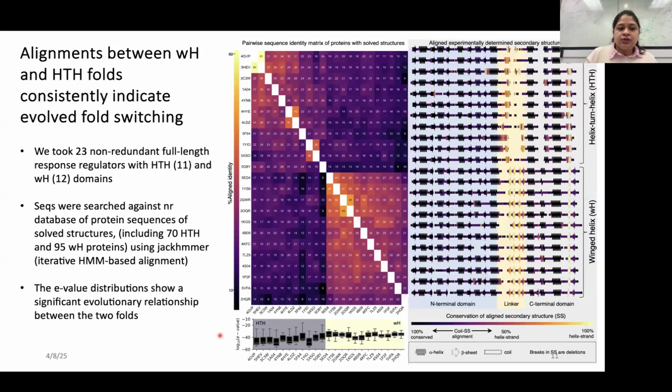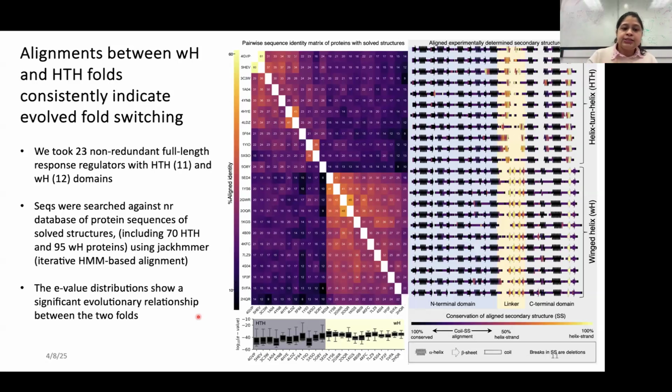Let's talk about the second step of it. We did PSI-BLAST, but we wanted to make sure that what we are seeing makes sense. So we went on to do a more sensitive search using Jackhmmer, which uses iterative hidden Markov model based alignment, to make sure that it's more sensitive and picks up even more sequences. So what we did was take 23 non-redundant full-length response regulators, with 11 of them marked as helix-turn-helix and 12 with winged helix.